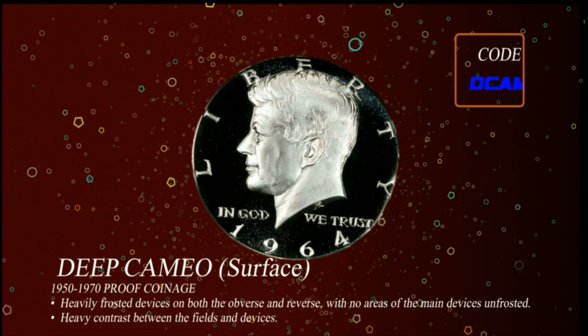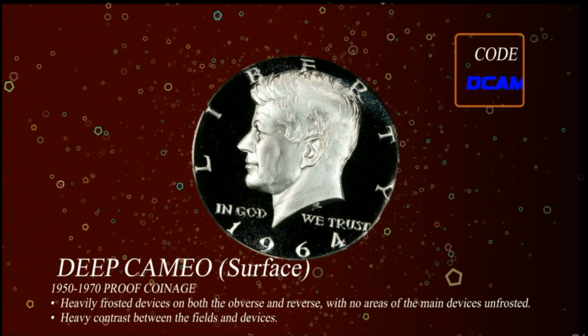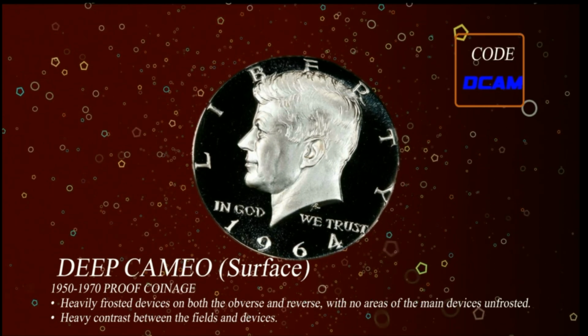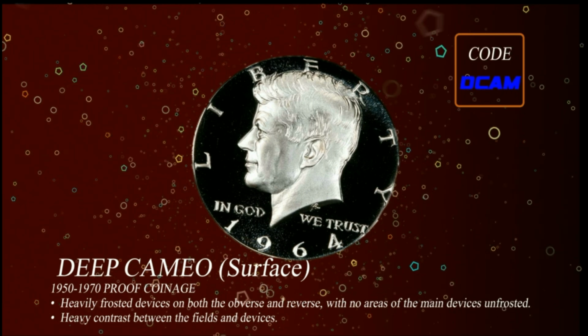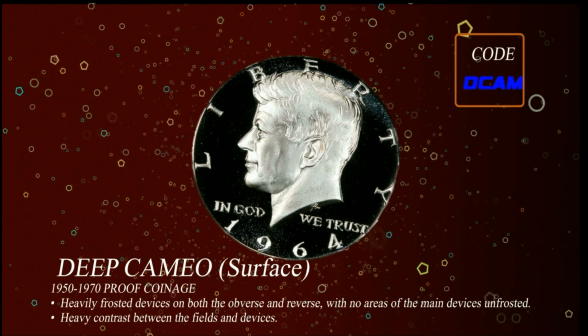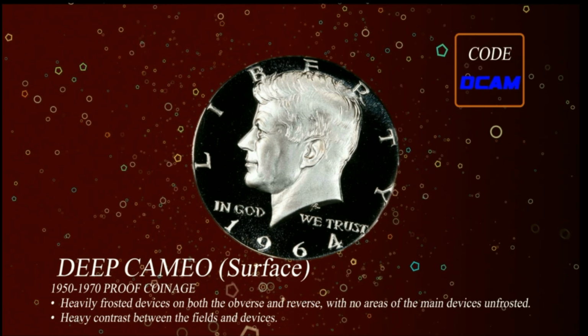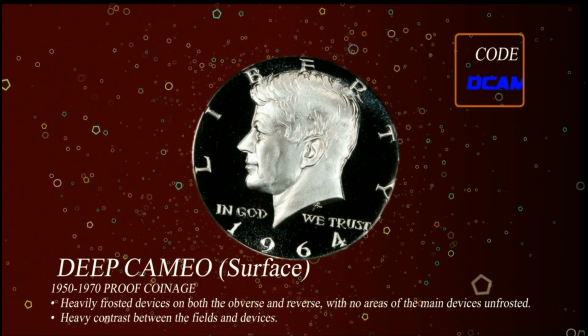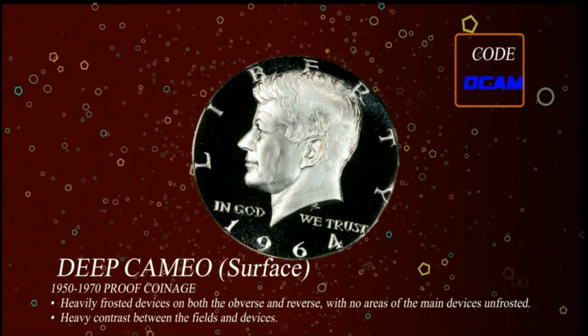Code DCAM. Deep cameo surface. 1950 to 1970 proof coinage. Heavily frosted devices on both the obverse and reverse, with no areas of the main devices unfrosted. Heavy contrast between the fields and devices.